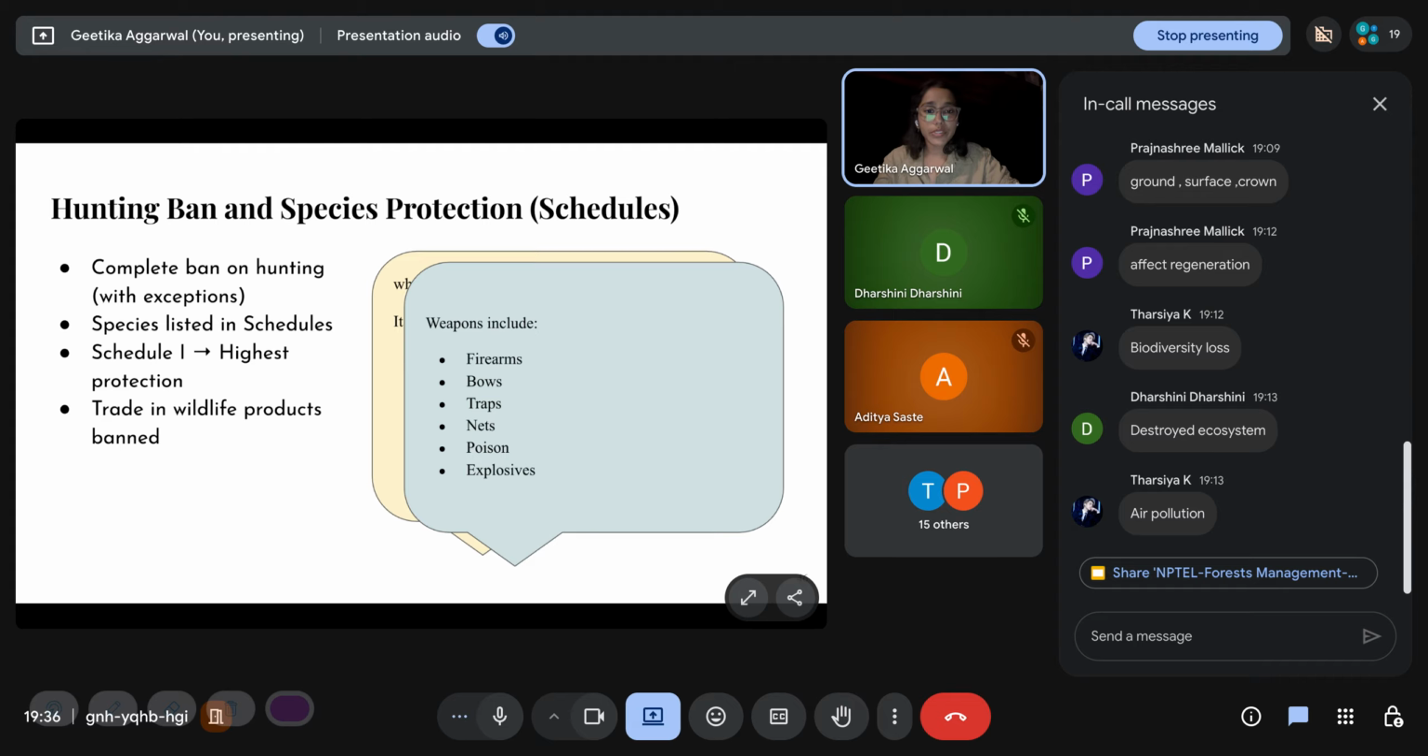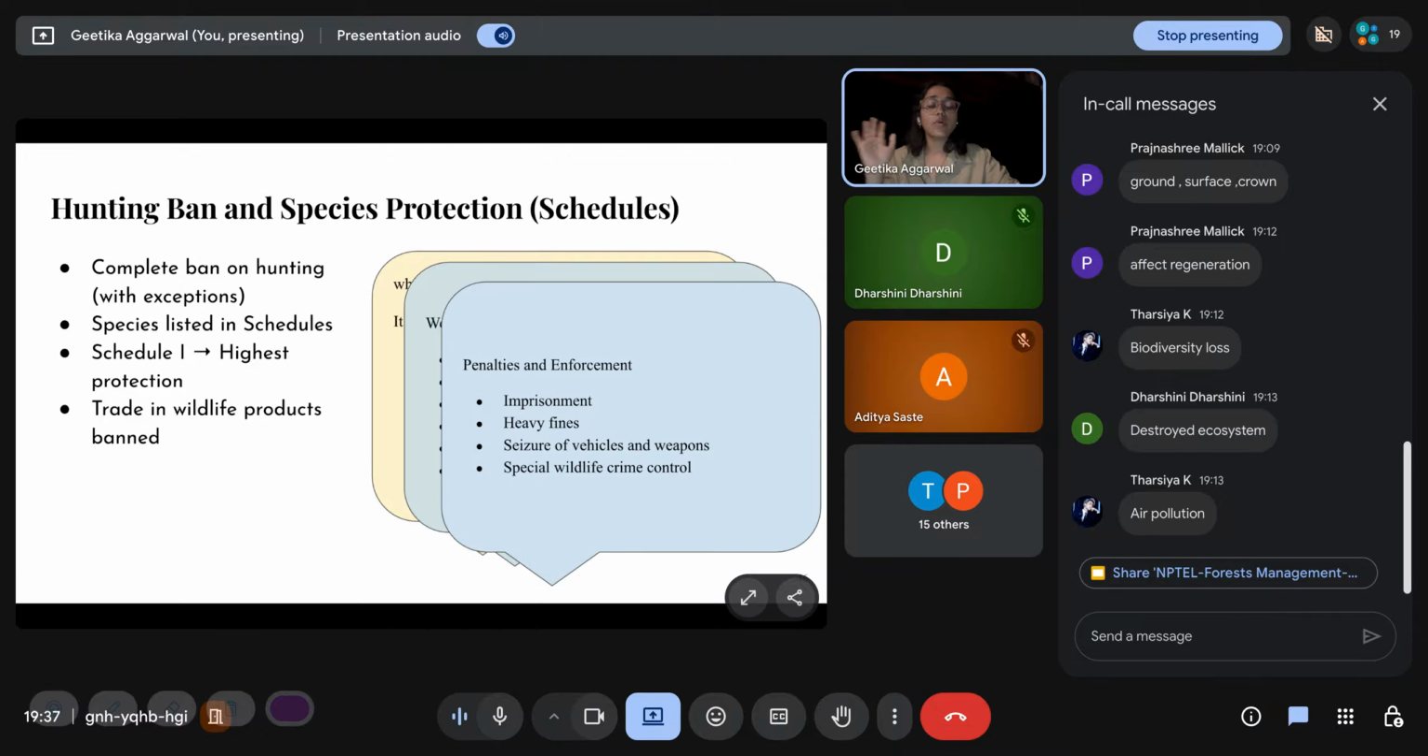What are counted as weapons? Things like firearms, bows, traps, nets, poison, explosives, all of these are counted as weapons under this act. So if somebody is carrying firearms or using bows or traps to capture animals, or nets, or they're poisoning certain animals, all of this is weapon. And what are the penalties?